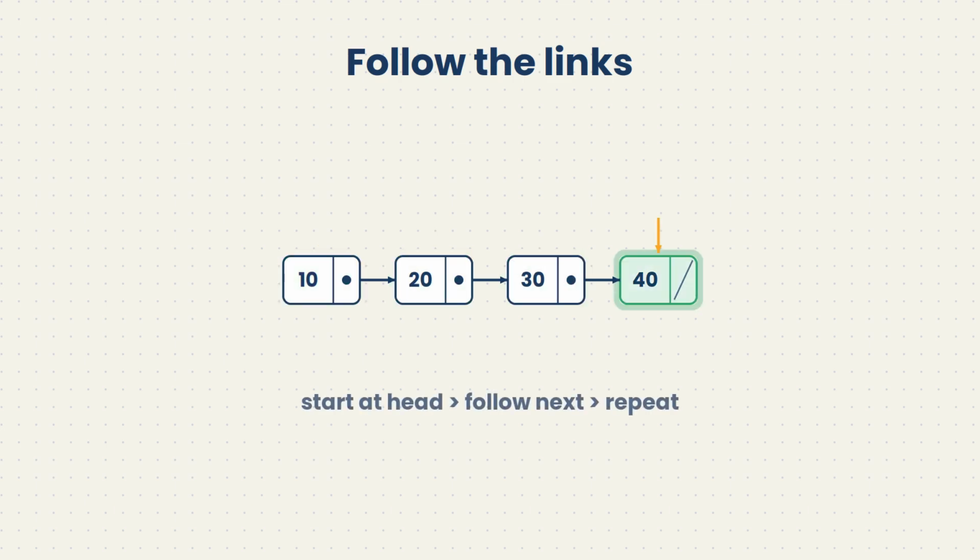Because the nodes are scattered, there is only one way to move through a linked list. Start at the head and follow the next pointers, one node at a time. You cannot peek ahead or jump around, you walk the chain link by link. This single fact explains the cost of almost every linked list operation.